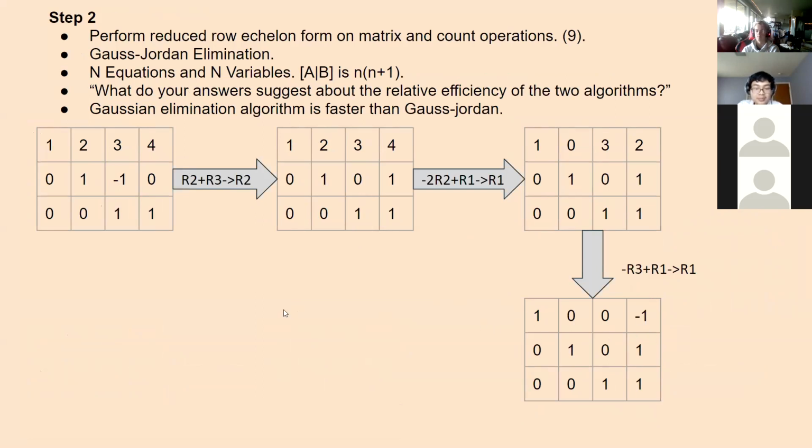So what our question was, what do your answers suggest about the relative efficiency of the two algorithms? We said that the Gaussian elimination algorithm is faster than Gauss-Jordan. I'll be handing this back to Nico.